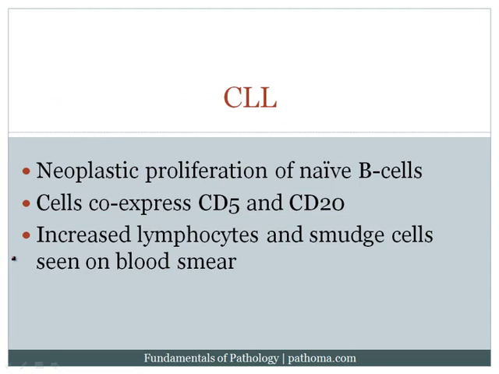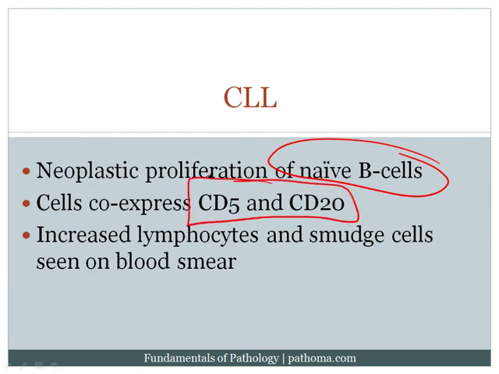It's a neoplastic proliferation of naive B cells. Naive B cells are the B cells that have just been born from the bone marrow. And one of the characteristic findings is that these cells co-express CD5 and CD20. Very important to know for examinations. CD5 is a marker that would normally be expected to be present on a T cell, but in this particular case, it's aberrantly expressed on this B cell. And so this is a characteristic finding, co-expression of CD5 and CD20.